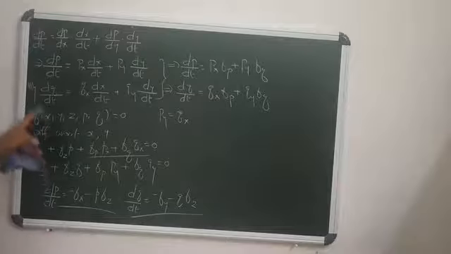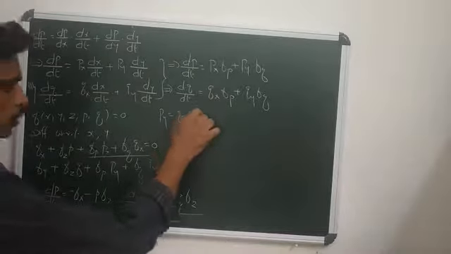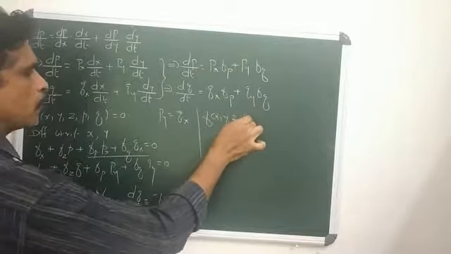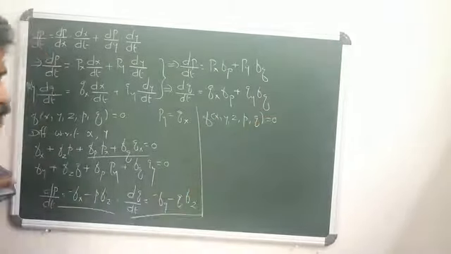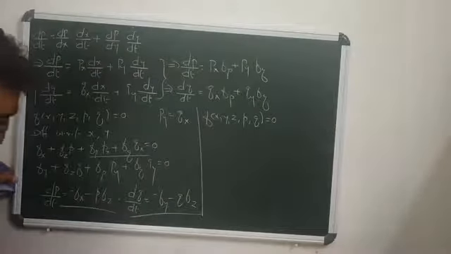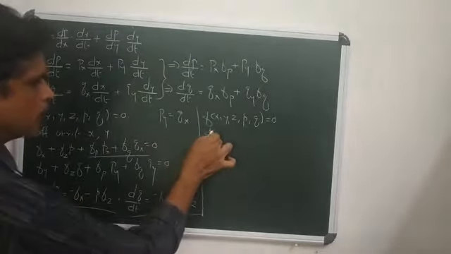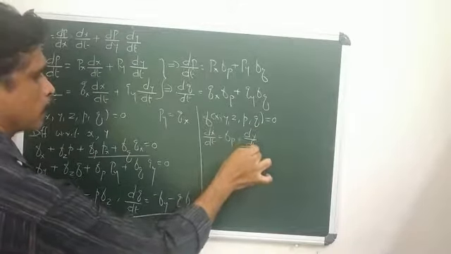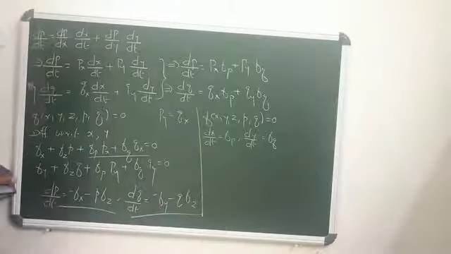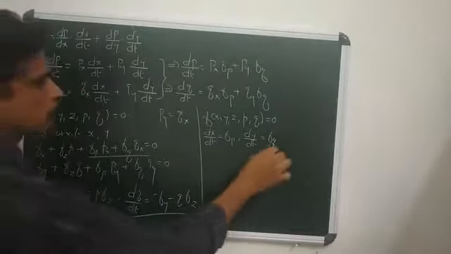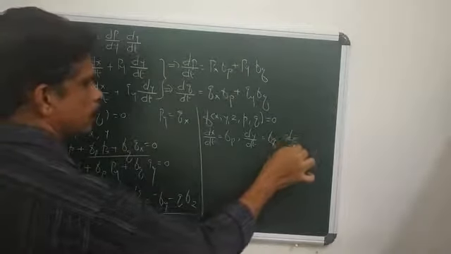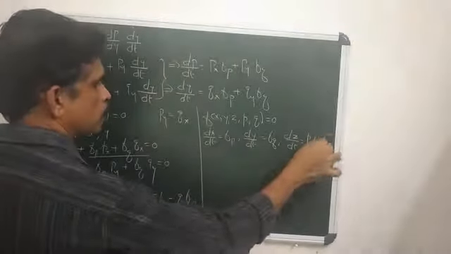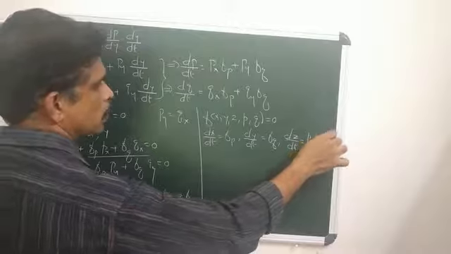So the equations are: to determine the integral surface, consider the equations f of x, y, z, p, q equals 0. This is the first one. The second one is dx by dt is fp, comma dy by dt equals fq, and dz by dt equals p fp plus q fq.